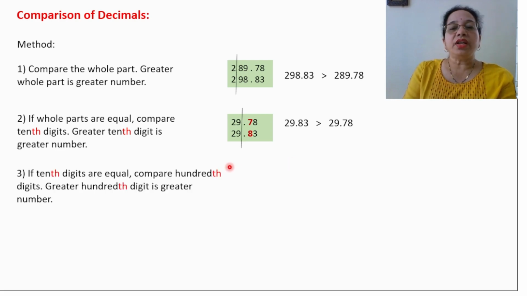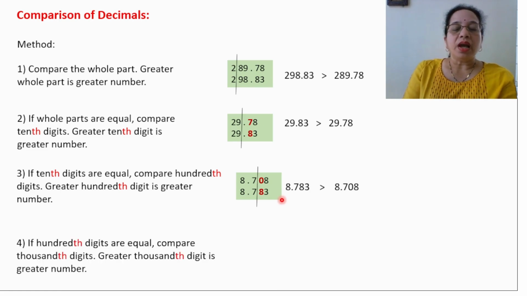Now suppose if the tenths place digit is also equal, then we go for the next place, that is the hundredths place digit. So again take two numbers. So here the whole part is same. The tenths place digit is also same. Then we will go for the next one. So 1 is 0, 1 is 8. So definitely 8 is greater. So 8.783 will be greater than 8.708. Again, if the tenths place digit is also same, we will go for the hundredths place digit.